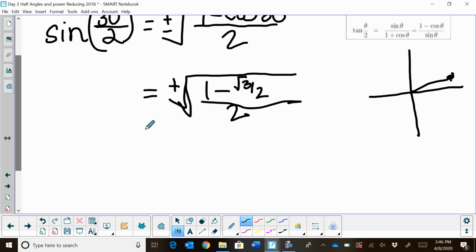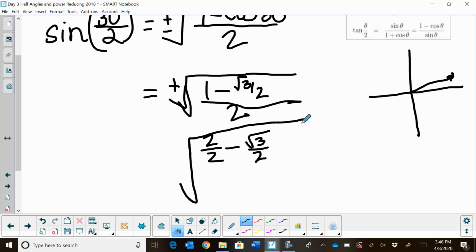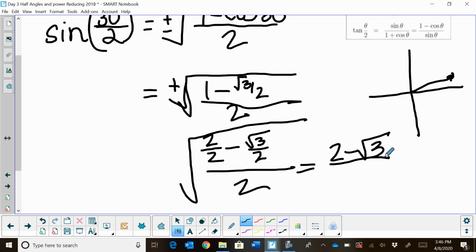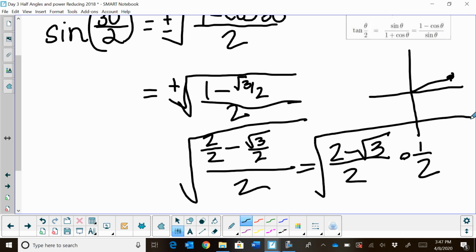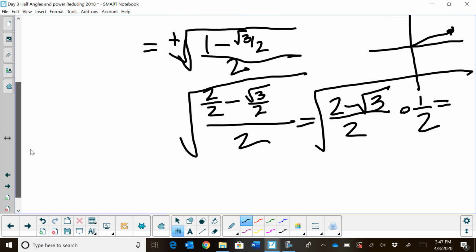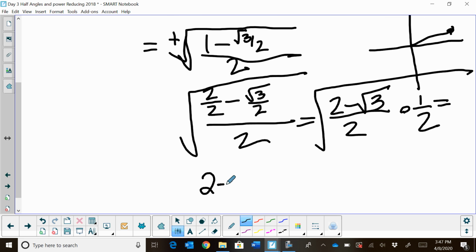So now let's just clean this up. 1 we can rewrite with a common denominator of 2, so the numerator becomes 2 minus the square root of 3 all over 2. That's 2 minus root 3 on top. On the bottom we have 2 times the reciprocal of 2, which is 1/2. Again, this is all under the radical. So what have I got left? I have 2 minus root 3 all over 4, all under a radical.